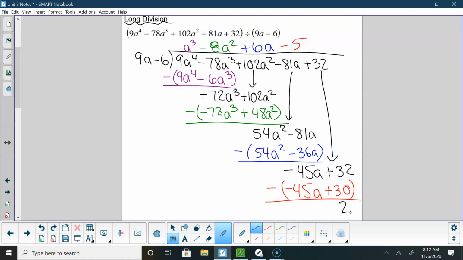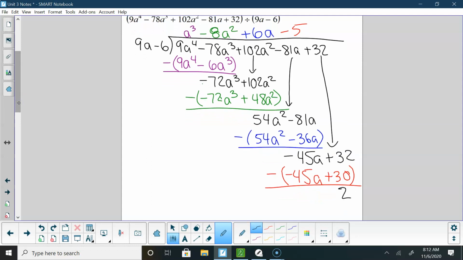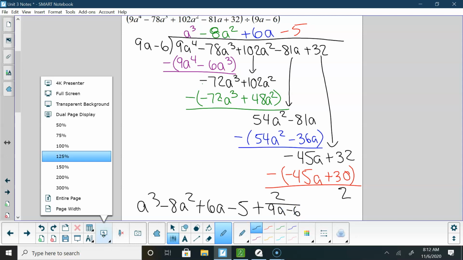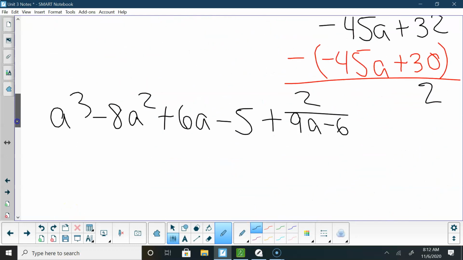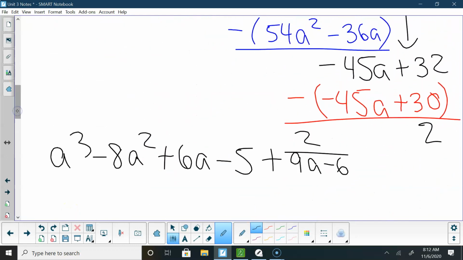Okie dokie. Final answer for this, and I'm running out of space, is going to be a cubed minus 8a squared plus 6a minus 5 plus 2 over 9a minus 6. This is why I don't like widescreen TVs, because I work down, not wide.